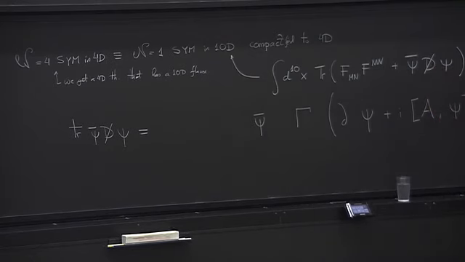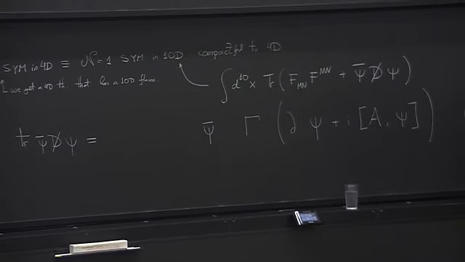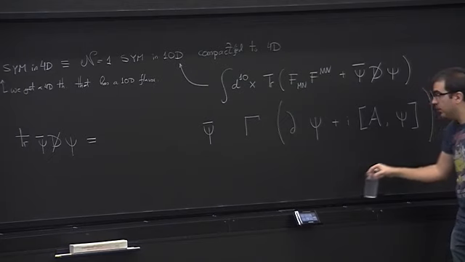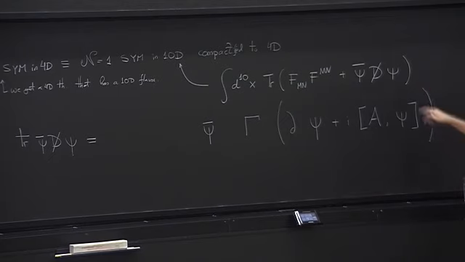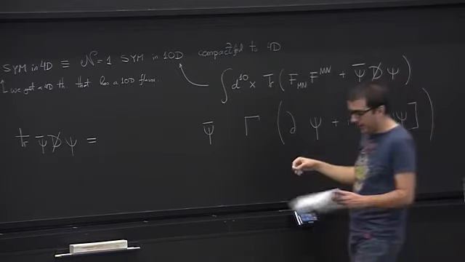Is it okay? So now let's put here all the indices that these guys should have, just to make sure we understand. So all these fields are n by n matrices. They are all in the adjoint. So all these fields are matrices. So this is an n by n matrix.